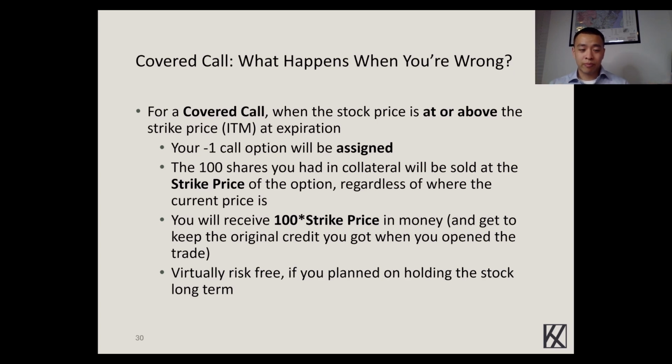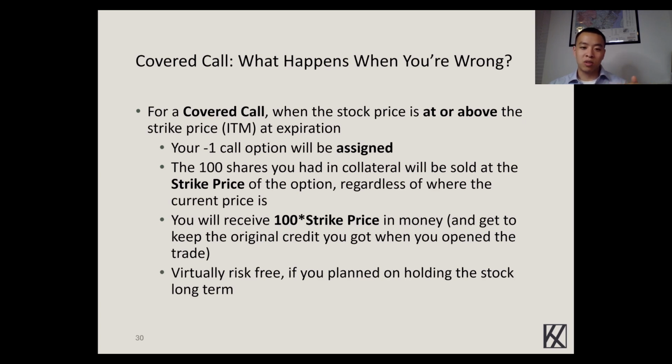So your -1 call option will be what's called assigned. That means the 100 shares you had in collateral will be sold at the strike price of your option, regardless of where the current price is. Okay, so if the current price is way above your strike price, it doesn't matter. You have to sell those 100 shares at the strike price of the option. If the current price is below your strike price, then you don't get assigned, because you're not wrong.